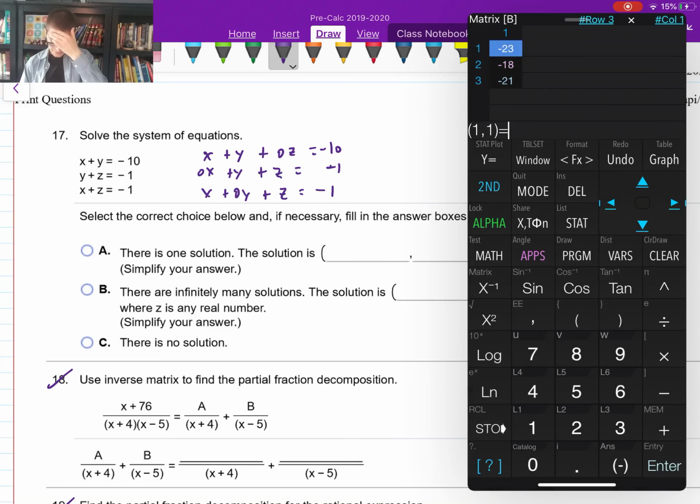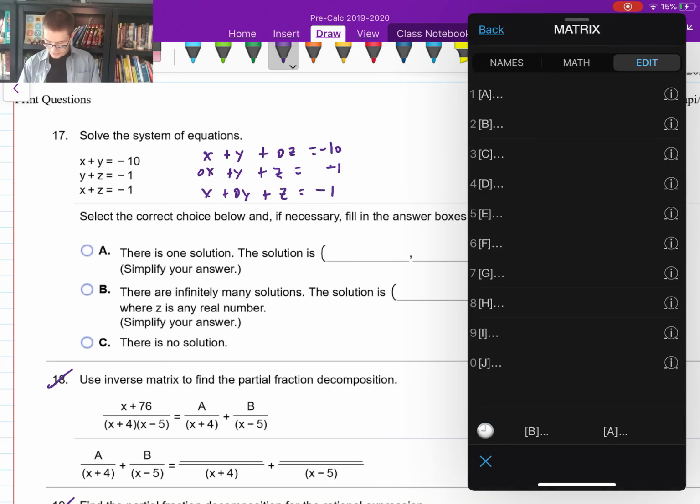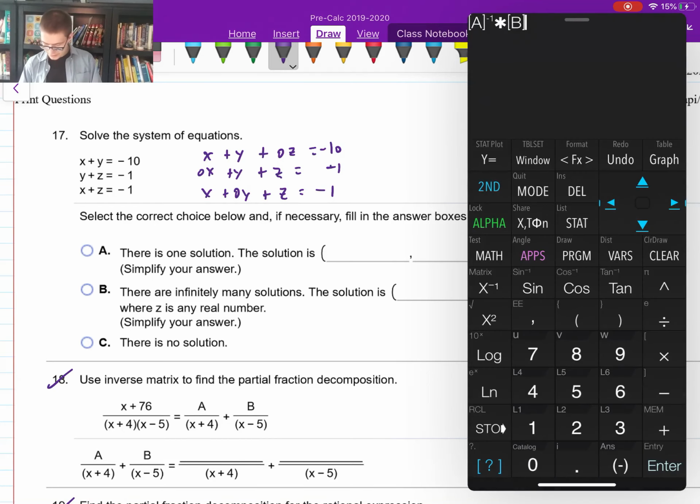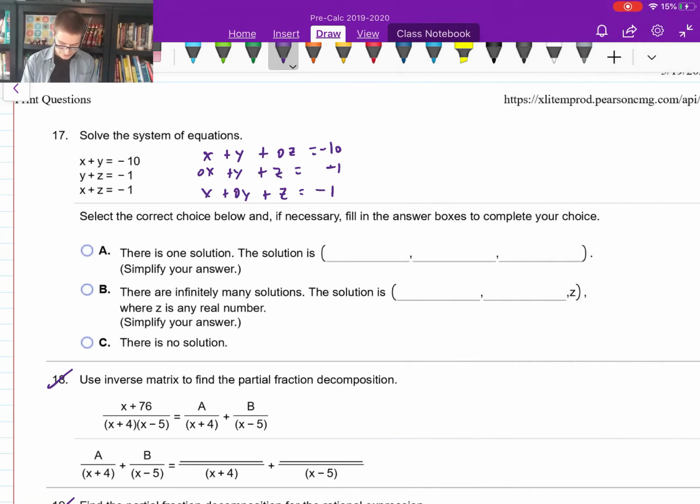Make B negative 10, negative 1, negative 1. Okay. So we'll quit out of that, and then we'll do matrix. We'll put in B. Inverse of A times B is negative 5, and 4. And that's our answer. Negative 5, and 4. Great.